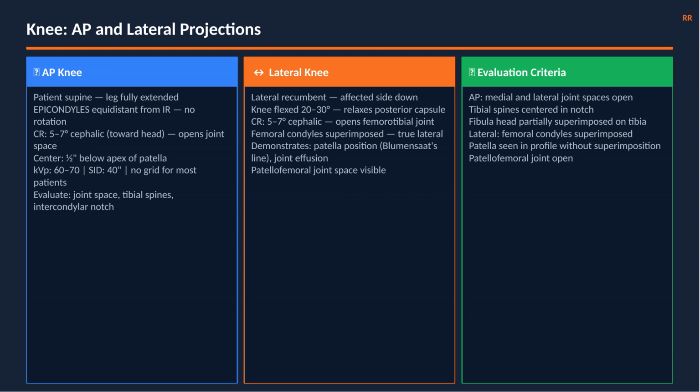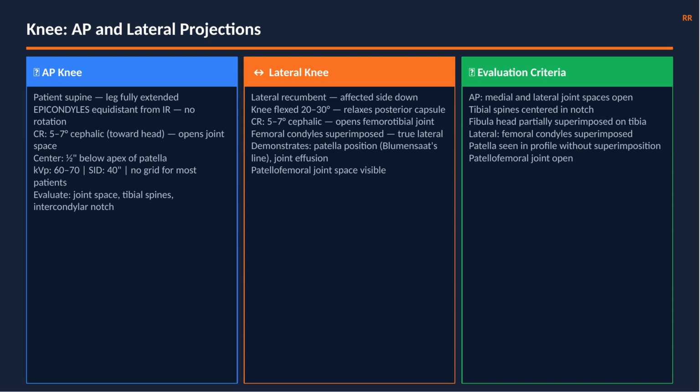The tibial plateau slopes posteriorly approximately 5 to 7 degrees. A perpendicular CR would strike the tibial surface obliquely and close the joint space. The cephalic angle aligns the beam parallel to the tibial plateau, opening the joint space and allowing accurate assessment of the medial and lateral compartments.